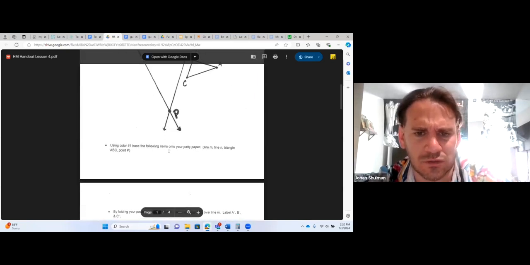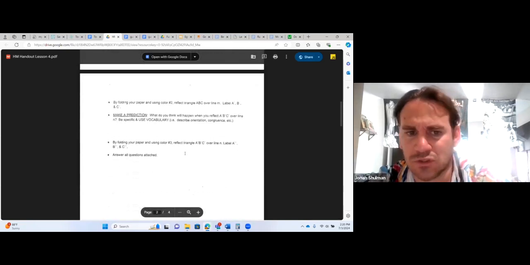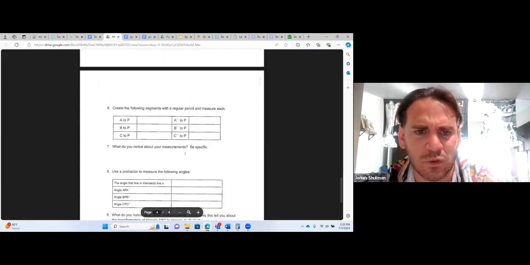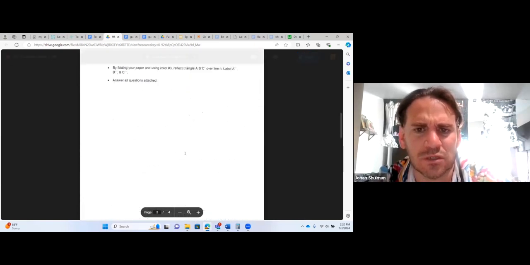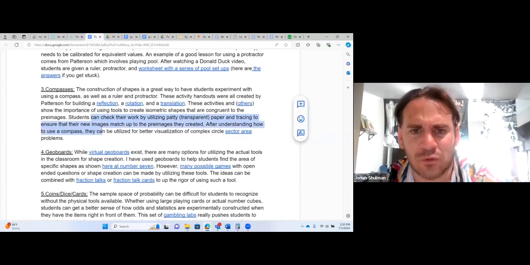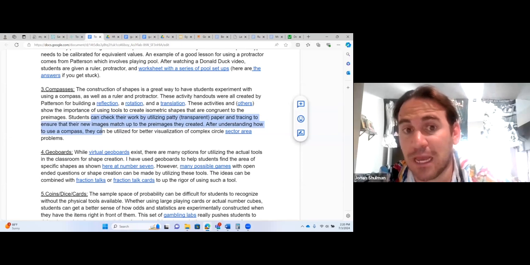Using trace your items onto patty paper, which is transparent paper, make predictions. And then I have the answers on this one, but I think it's just really good. So this is a good one. So students check their work by using the patty paper to just see if it matches, right?